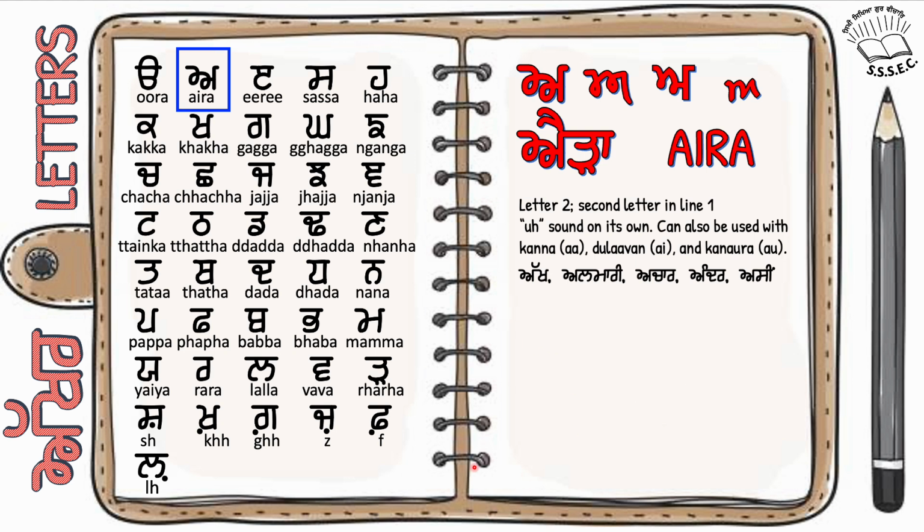Chalo fir to likh diya. We'll write it again. So down to make a loop, back up and down to make another loop, and then a vertical line, and then you're just continuing that line at the top. Let's write it a couple more times.